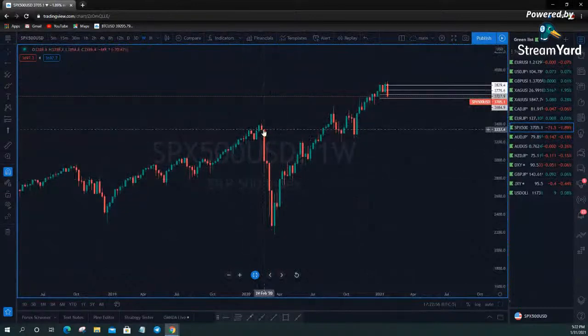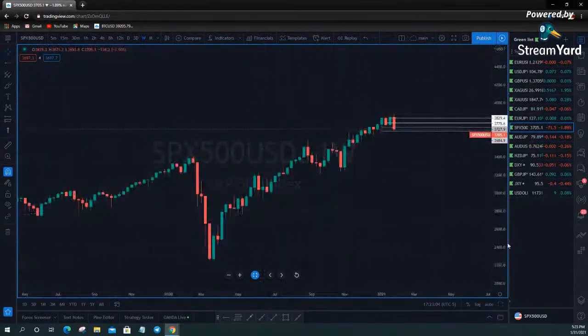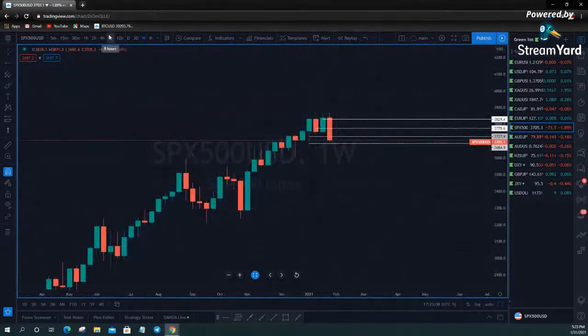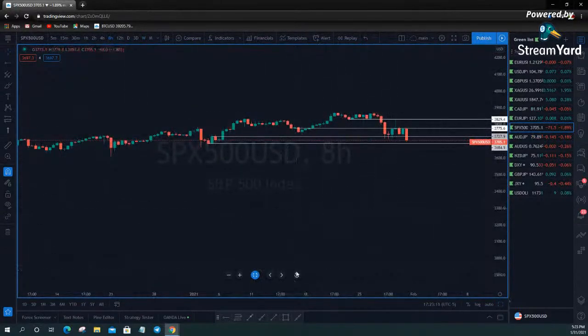Look at the size of that range put in. If you see a weekly candle that looks something like that next week, then yes, we're going to be looking to short the S&P 500. But as of right now, we were looking for long entries on this thing, especially since it's pulling back.